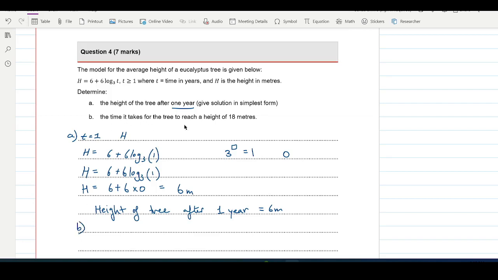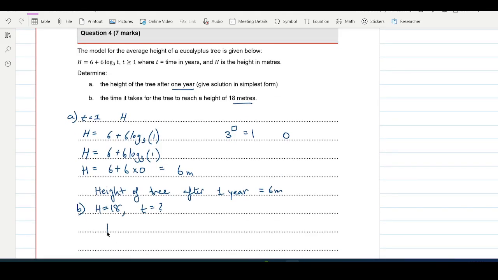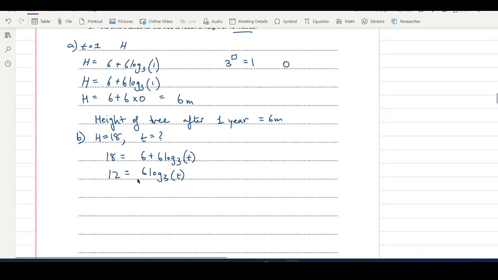Determine the time it takes for the tree to reach a height of 18 meters. So h equals 18, and we want to find what does t equal. So let's sub in that information. So we've got 18 equals 6 plus 6 log 3 of t. Let's minus 6 on both sides first, so that gives us 12 equals 6 log 3 t. Let's divide by 6 on both sides, so 2 equals log 3 t. Now this tells us that 3 to the power of 2 equals t, so t is going to be 9.